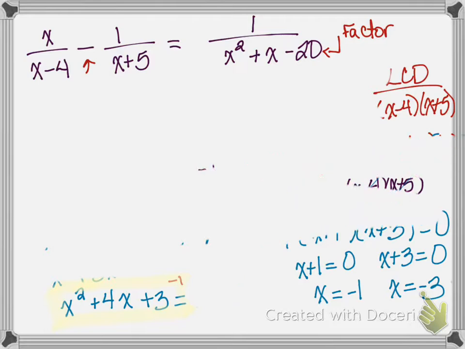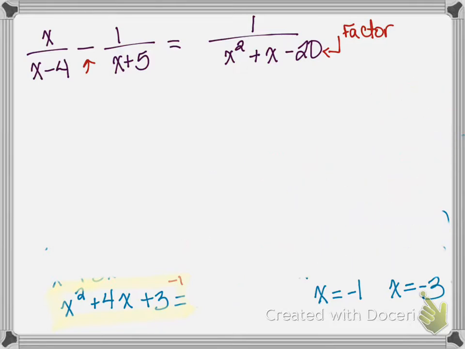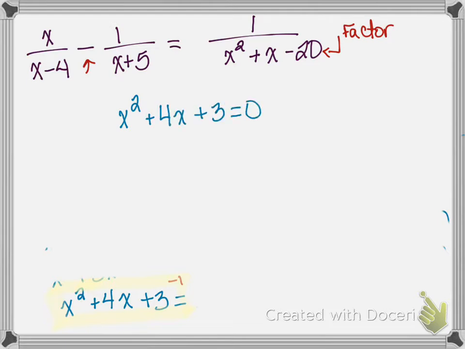If I looked at this and I just assumed it couldn't be factored, and I've got x squared plus 4x plus 3, and I looked at that and I said, you know what? I'm going to do completing the square. So I've got x squared plus 4x, and then on the other side of this, I'm going to have negative 3.